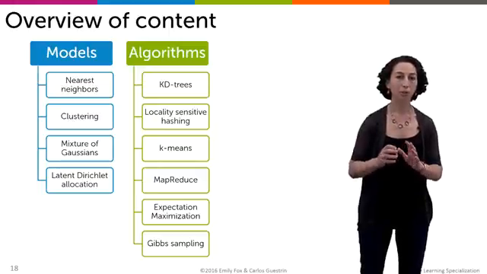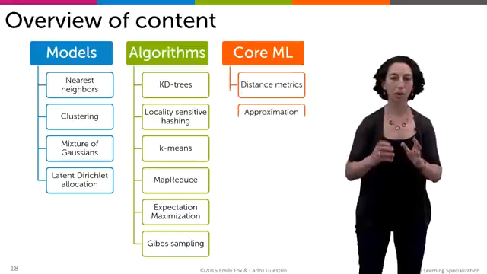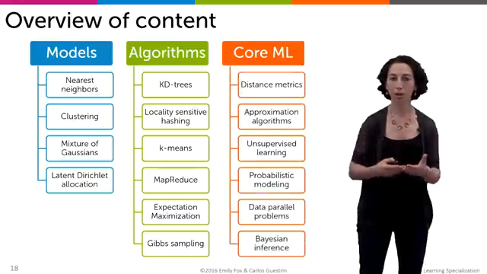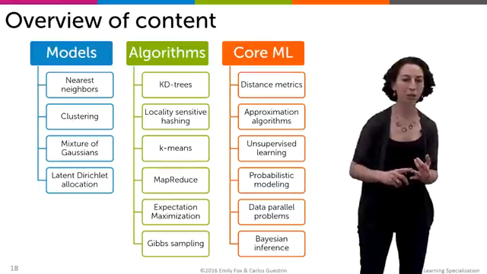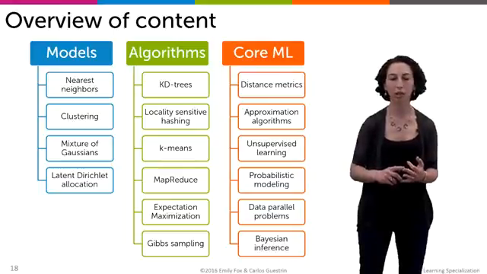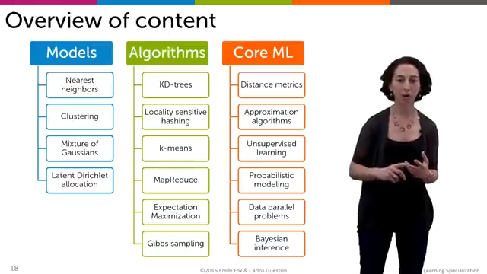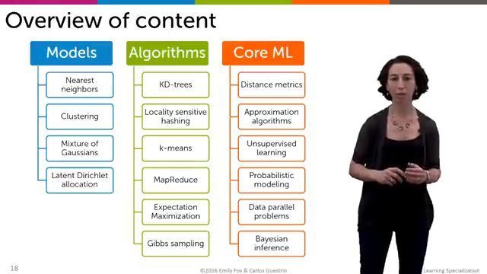And importantly, throughout the course, we're going to cover a number of fundamental machine learning concepts that extend beyond just the concepts of clustering and retrieval. We're going to talk about distance metrics. We're going to talk about approximation algorithms, unsupervised learning, probabilistic modeling, data parallel problems, and Bayesian inference. So really a wide range of concepts covered in this course.